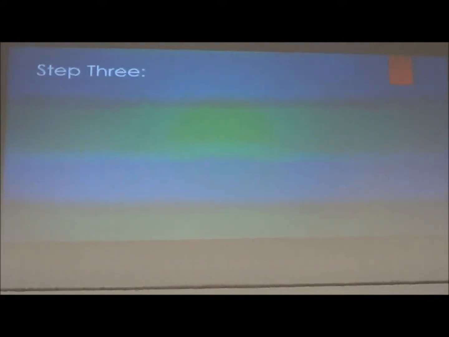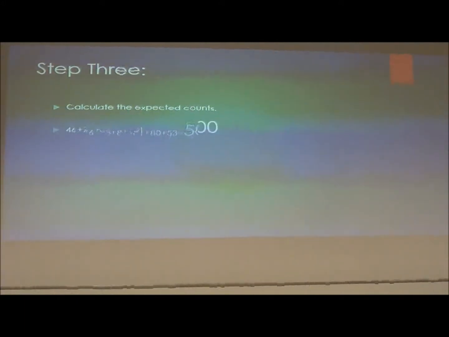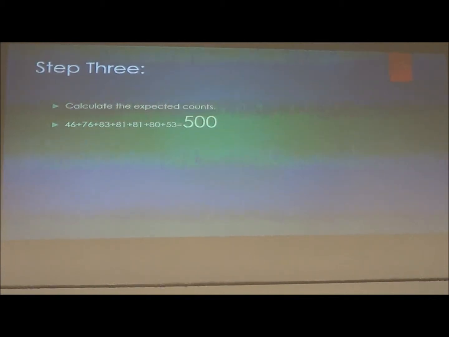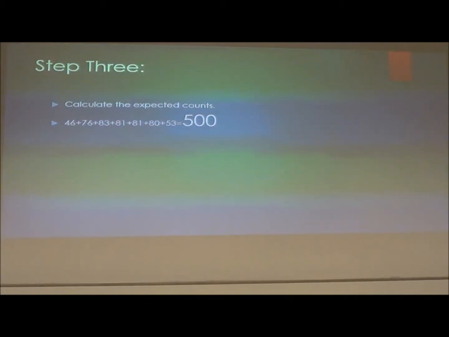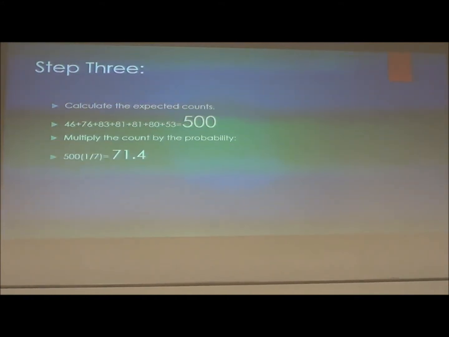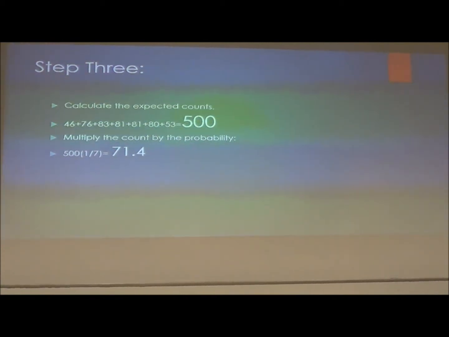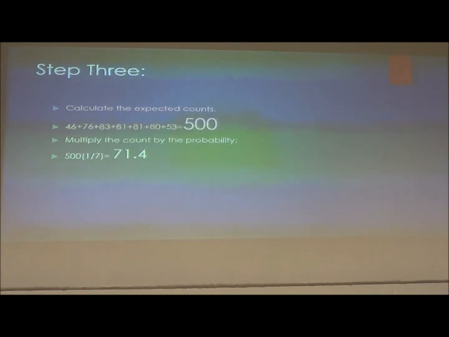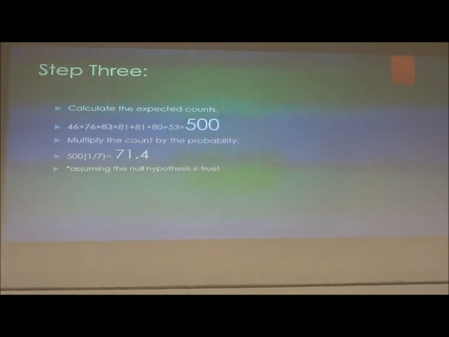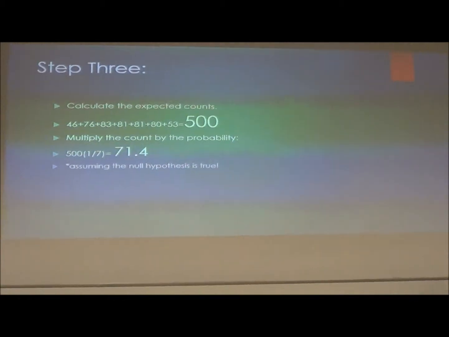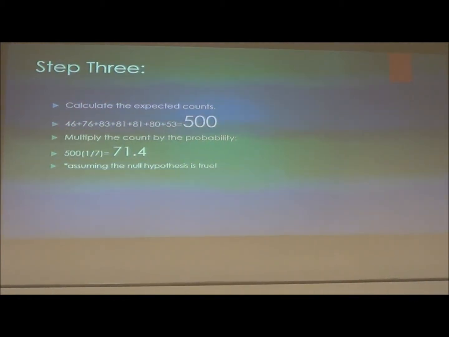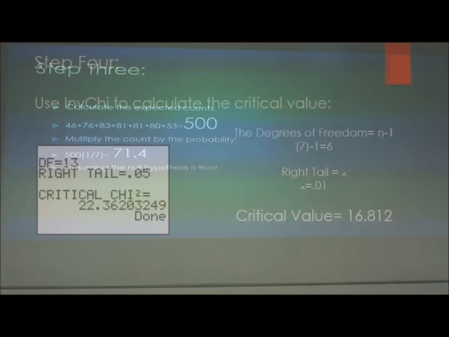Step 3. We need to calculate the expected counts. To do this, we take the observed counts total multiplied by the probability, which will be 500 times 1 divided by 7, which gives us 71.4. This is also, keep in mind, assuming that the null hypothesis is true, in that all the frequencies are equal.